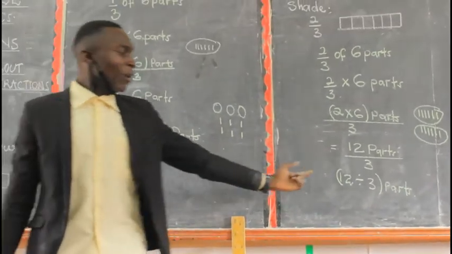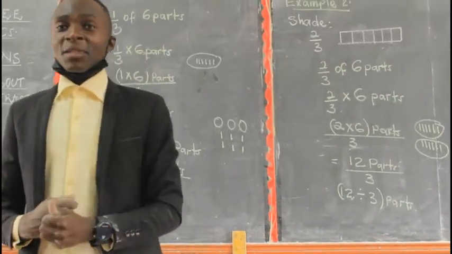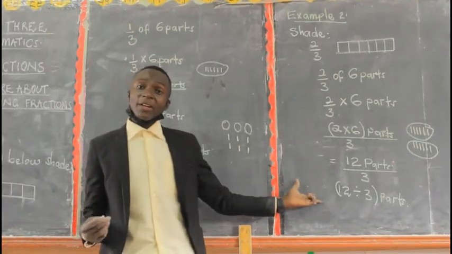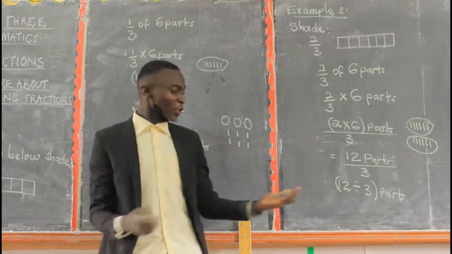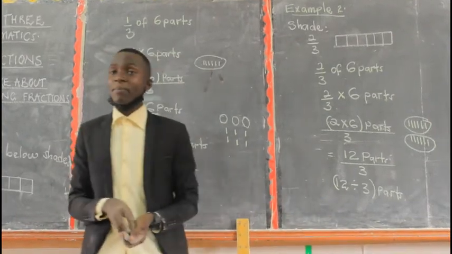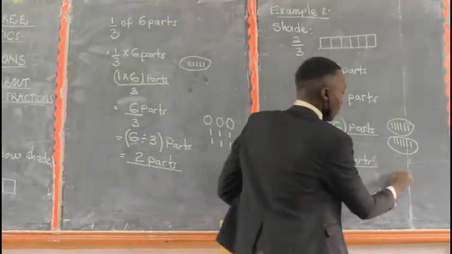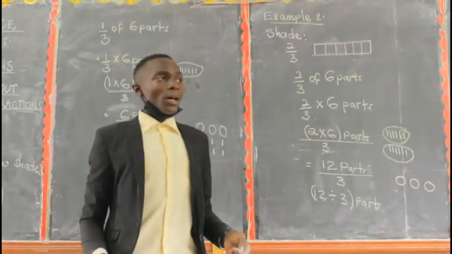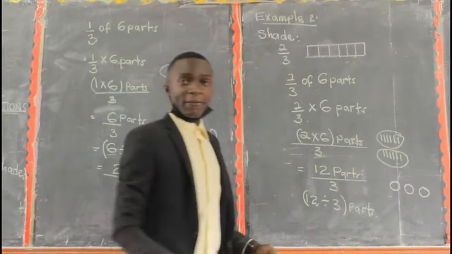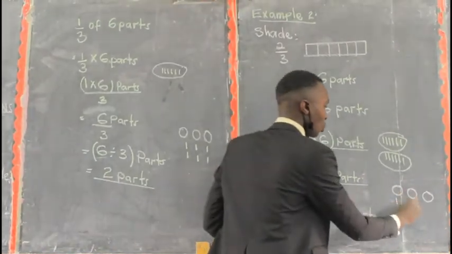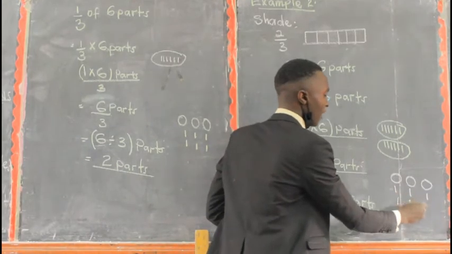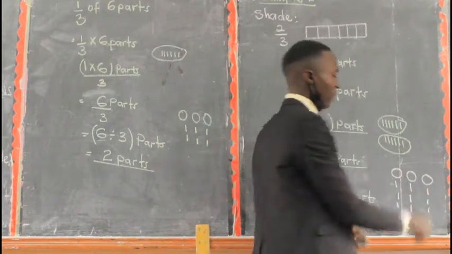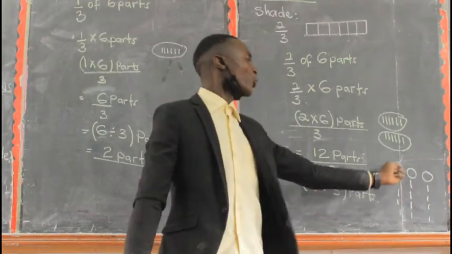My dear children, 12 divided by 3, what do you get? You still remember, in primary 2 you looked at division of numbers by 3. So let us divide by 3. They are 3 children. 12 sweets are going to be divided. 1, 2, 3, 4, 5, 6, 7, 8, 9, 10, 11, 12. I have divided 12 out of the 3 children.